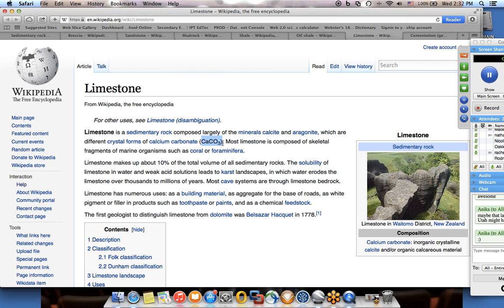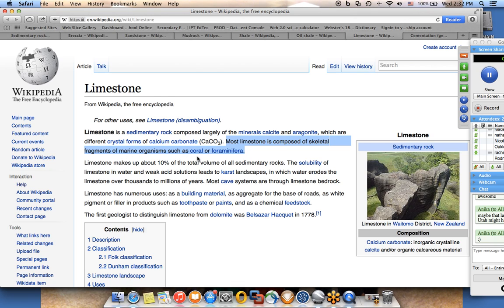Do you remember in the previous class when we were talking about igneous rocks that they are formed mainly of the building block of silicon, the silicates, that are silicon and oxygen. So the carbonates are mainly built out of carbon and oxygen. Interesting. Most limestone is composed of skeletal fragments of marine organisms such as coral and foraminifera.